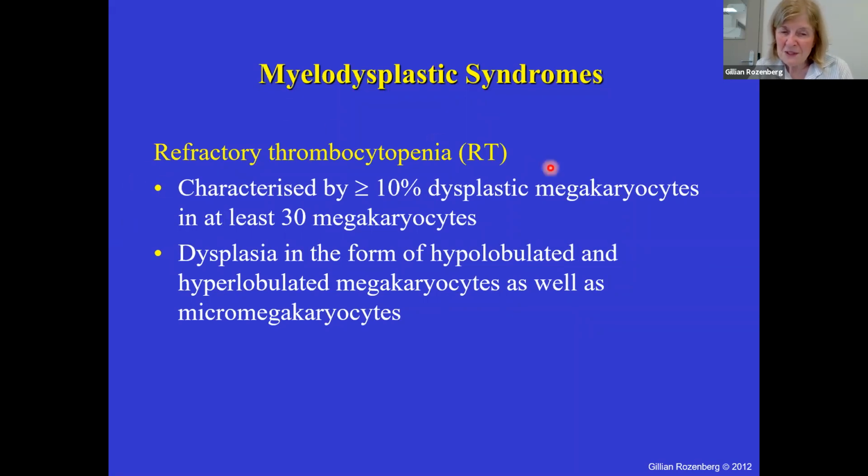And refractory thrombocytopenia is characterized by approximately 10% of dysplastic megakaryocytes. According to the WHO, you have to count at least 30 megakaryocytes and see these changes in 30 separate megakaryocytes. So dysplasia in the form of hypolobulated and hyperlobulated megakaryocytes, as well as micromegakaryocytes, are a feature.